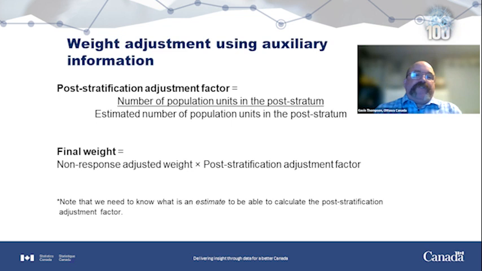The way this post-stratification adjustment works is we take the number of units in the population post-stratum, so it could be males under 25, divided by the estimated number of population units in that post-stratum. So from census, we have a certain estimate for the number of males under 25 in a given area. We look at our final weights and see that it's a little bit off. Then we make the final weight the non-response adjusted weight multiplied by this post-stratification adjustment factor.